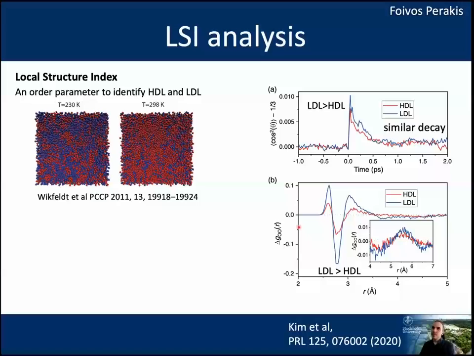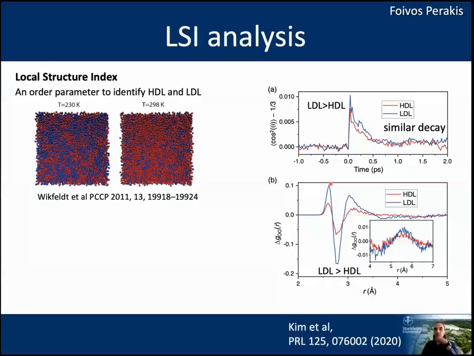The same is true if you look at the difference in the radial distribution function. Here now is shown again for the high density and the low density liquid. And you can see now that, again, the low density liquid has a larger amplitude. This again indicates that the low density liquid is more susceptible to alignment than the high density liquid.